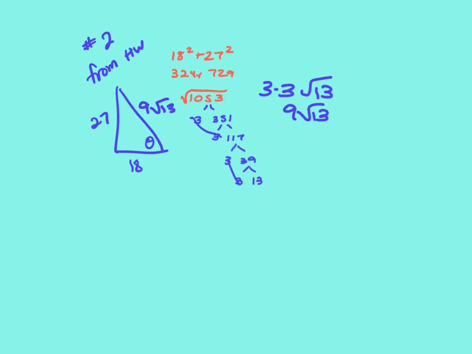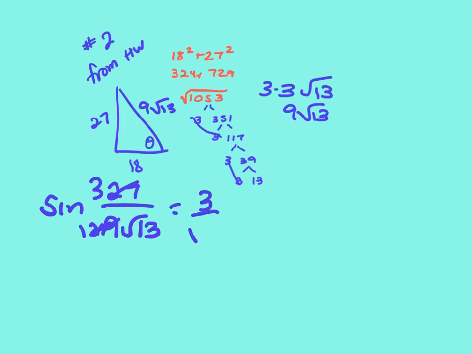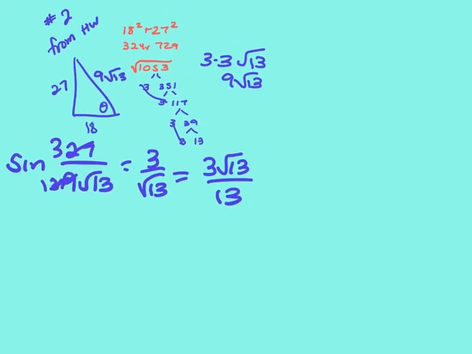So then from there, like my sine would be 27 over 9 root 13. This 3 goes into both, actually 9 goes into both those, 1 and 3. So it'd be 3 root 13 gets rationalized, 3 root 13 over 13. On a fill in the blank quiz, this would be 3 square root 13 divided by 13. That's how that would be written.